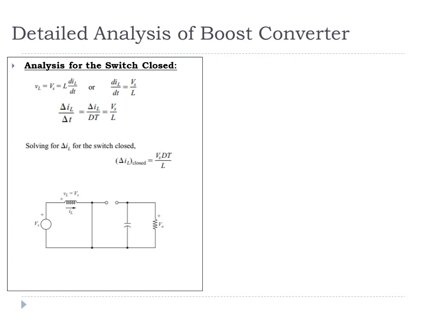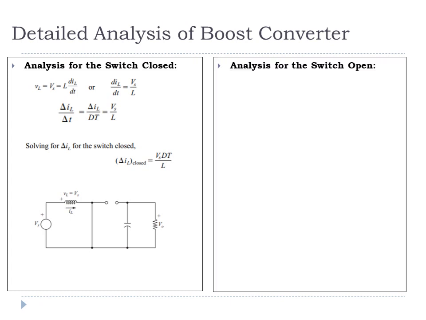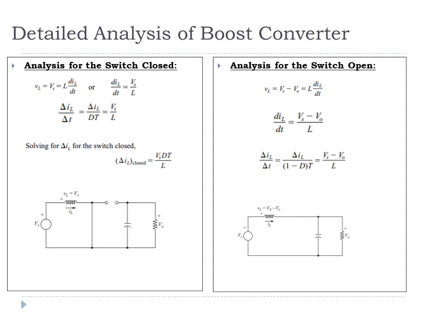inductor. When the switch is open, this is the circuit. Now the voltage drop across inductor is Vs minus V naught, which can be written as L dIL upon dt. Now here delta t is equal to 1 minus D into T. So I can write down delta IL open equal to Vs minus V naught into 1 minus D into the switching time divided by L.